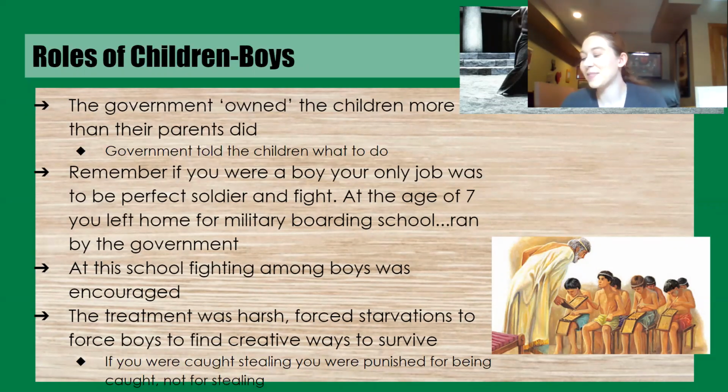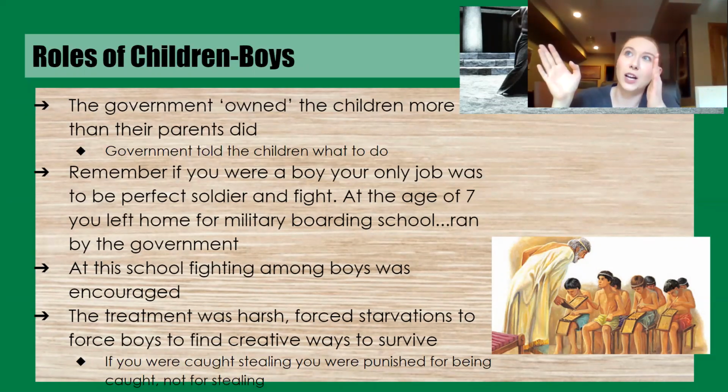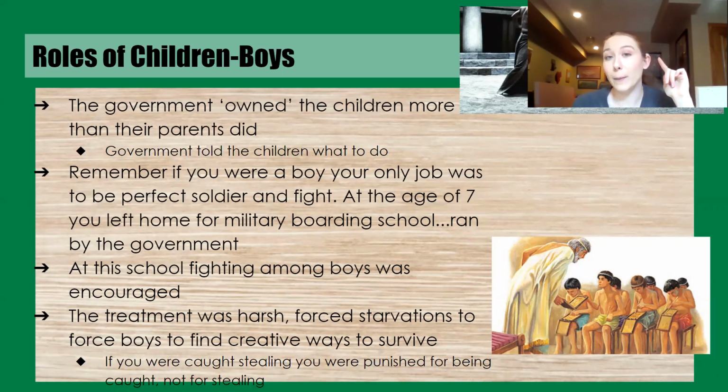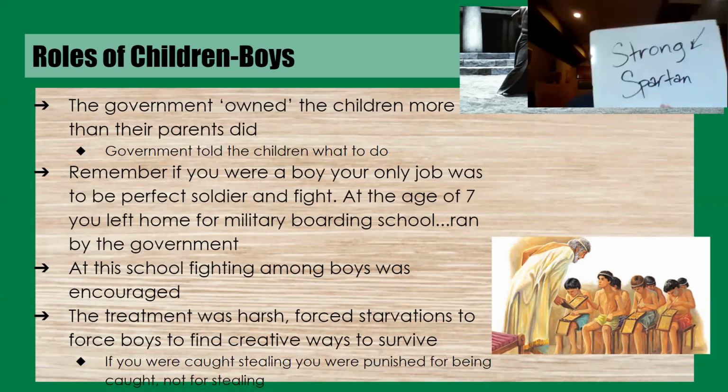13, okay? That's 13 years of a boy's life that they're living at the government-owned military training school versus the 7 years they spent with their mom. And I want to say mom because remember, dads are only there to create the children, be there at the birth, to name the children, gone. So there was a huge more time spent in the government military house than there is at your mom's house. And if you're a boy, your only job is to be a Spartan soldier, a strong Spartan.